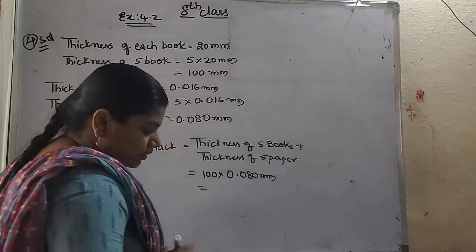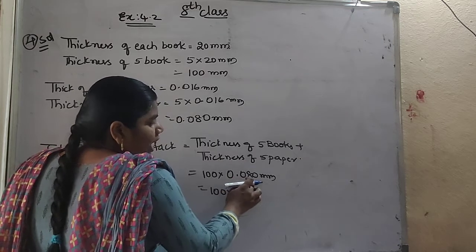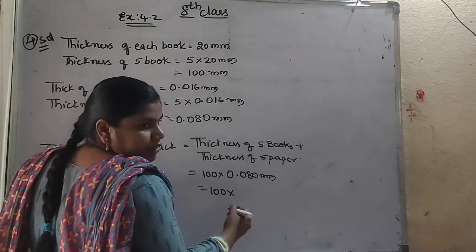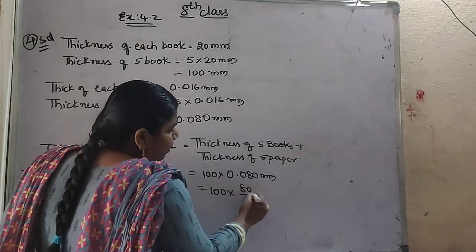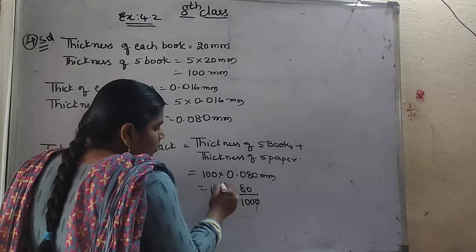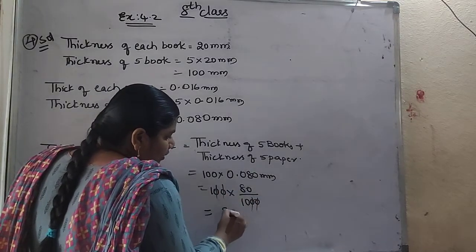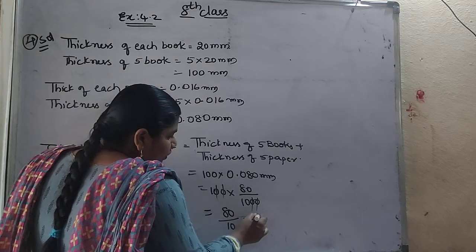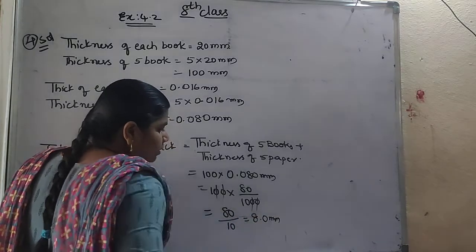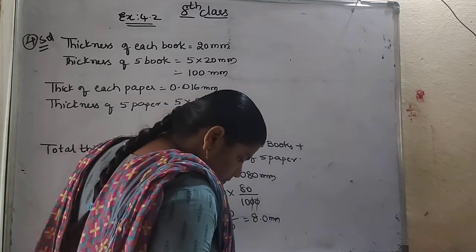So if you multiply this, that will be 100 into, after point you are having 3 digits, so in denominator you can take 3 zeros. That is 80 by 1000, 0 0 will get cancelled, 0 0 will get cancelled. That will be 80 by 10. That will be equal to 8.0 millimeters. So what is the answer here? Answer is 8.0.